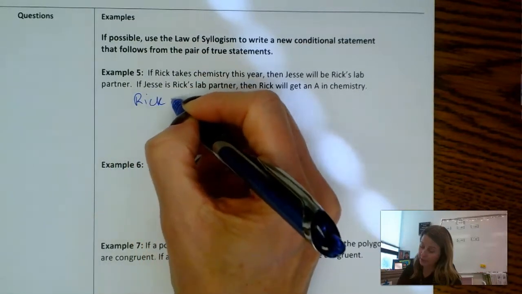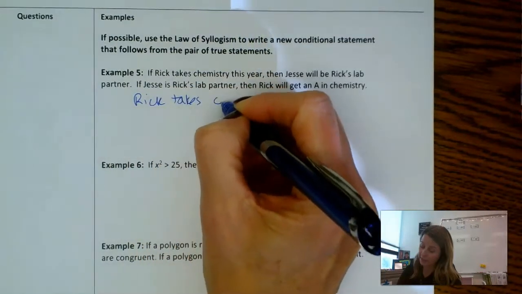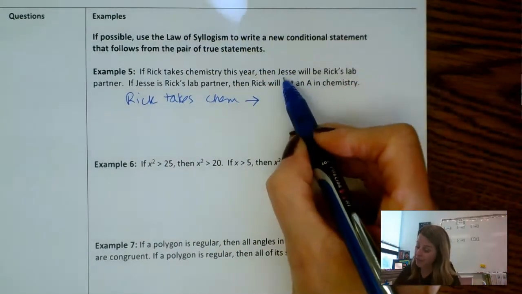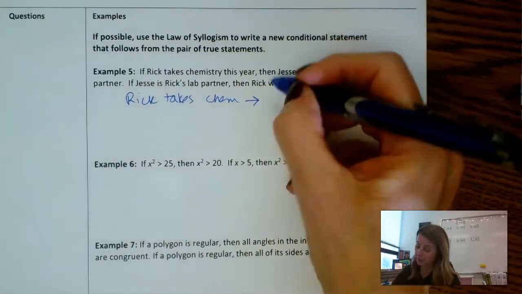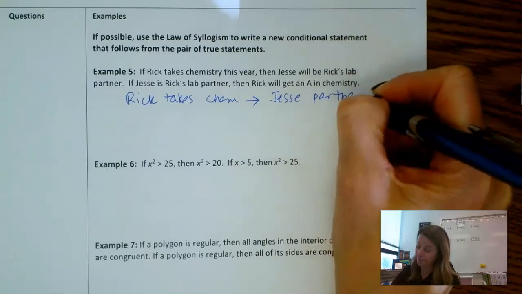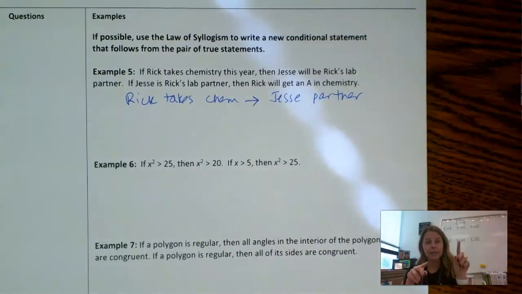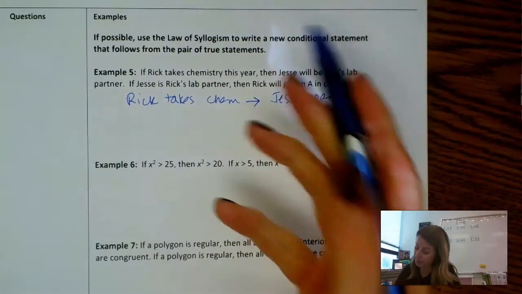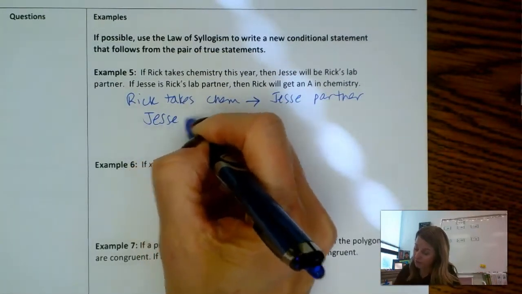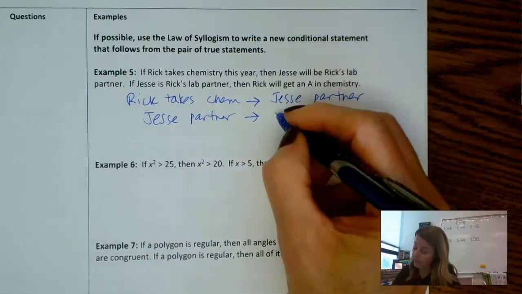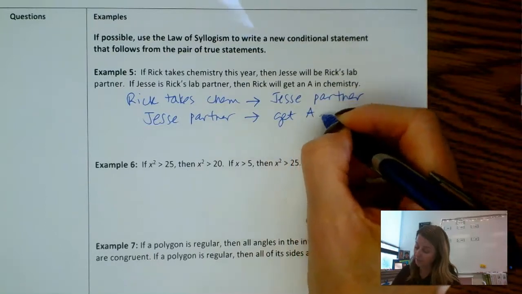So I might do something like, Rick takes chem, then Jesse partner. If Rick takes chemistry, then that always leads to Jesse being the partner. Okay, so I'm going to do something similar on the next one. If Jesse is partner, then Rick will get an A. I'm just going to say here, get A.